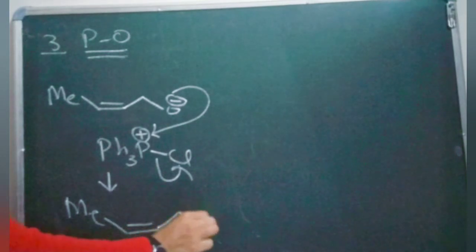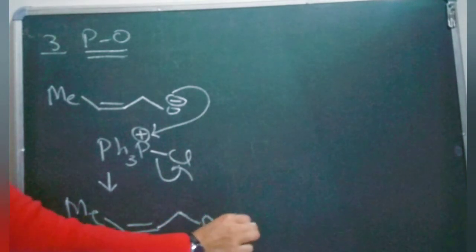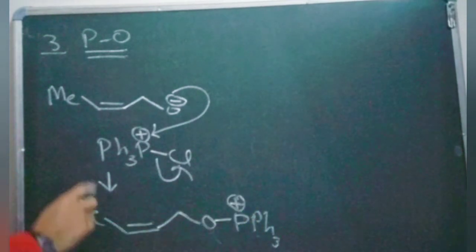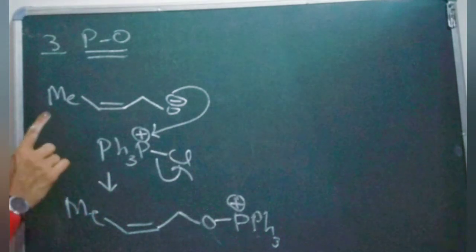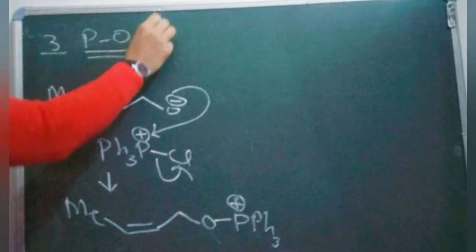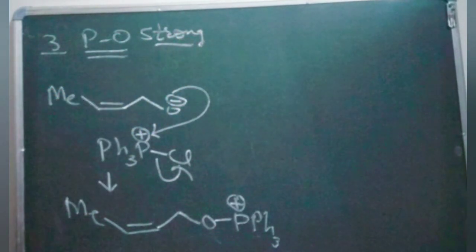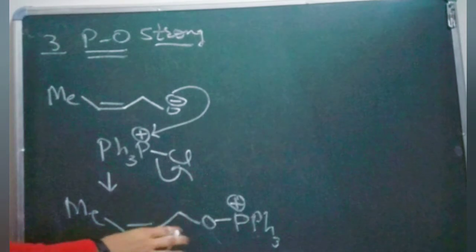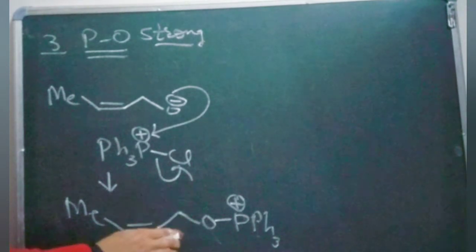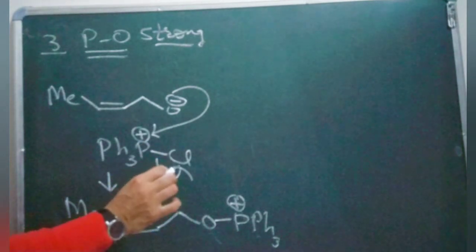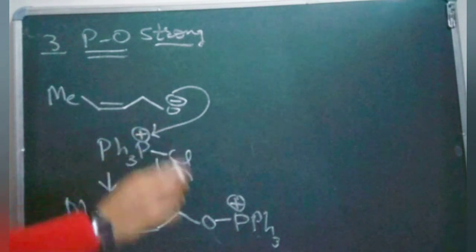So we will be having here methyl double bond O, P and PPh3 with positive charge. It is a very good reaction because there is a neutralization, and second there is a strong formation of phosphorus and oxygen bond. Okay, after the formation of this species, what will happen? There will be formation of phosphorus and oxygen double bond.